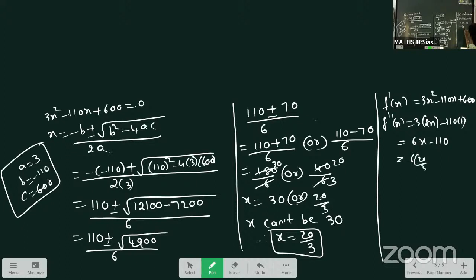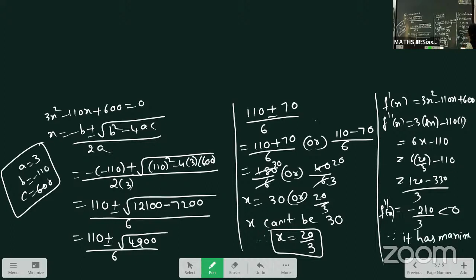So 6 into x, what is the x value? 20 by 3 minus 110. So that is 120 minus 330 by 3. How much are we getting? Minus 210 by 3. f double dash of x is minus 210 by 3, which is less than 0. So when you get less than 0, what is the conclusion? Therefore, it has maximum volume when x is equal to 20 by 3. Or it has the greatest volume when x is equal to 20 by 3.